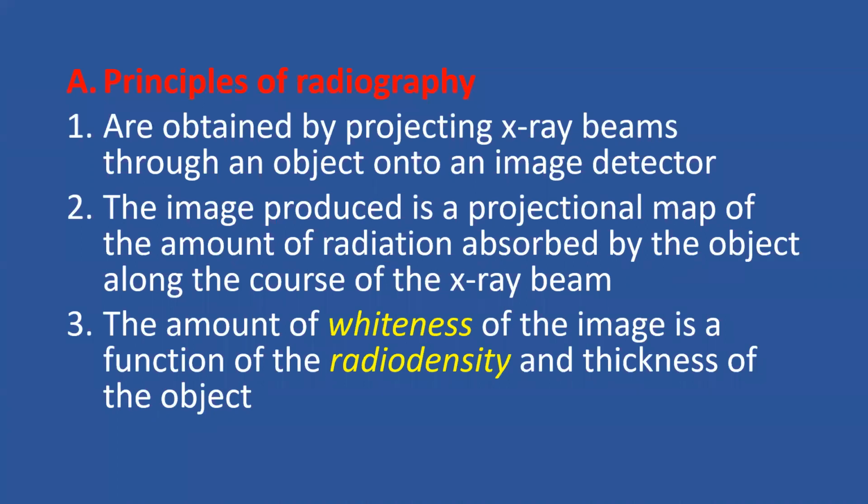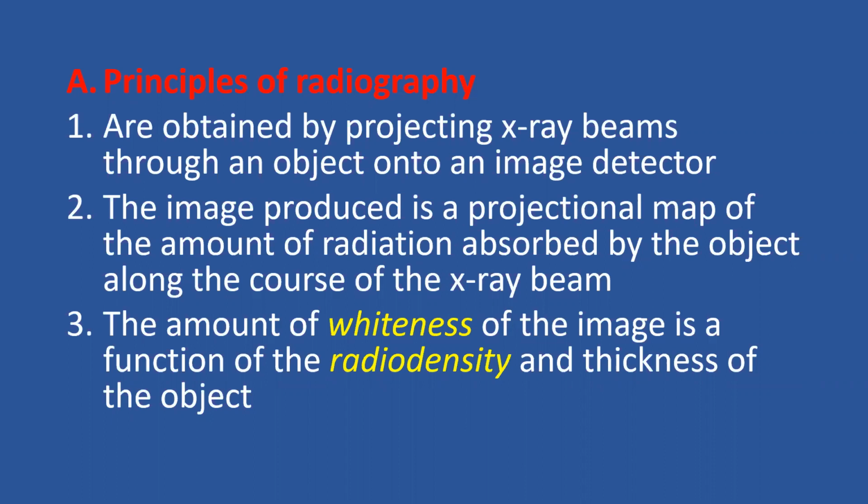They are obtained by projecting X-ray beams through an object onto an image detector. The beams enter the object and are detected by an image detector. The image produced is a projectional map of the amount of radiation absorbed by the object along the course of the X-ray beam. The amount of whiteness of the image is a function of radiodensity and thickness of the object.